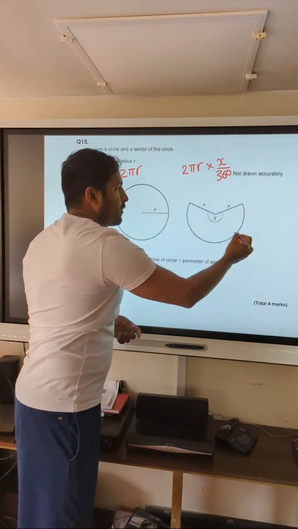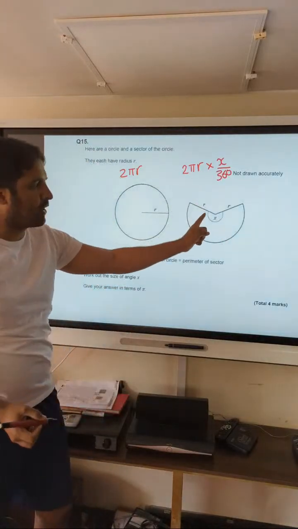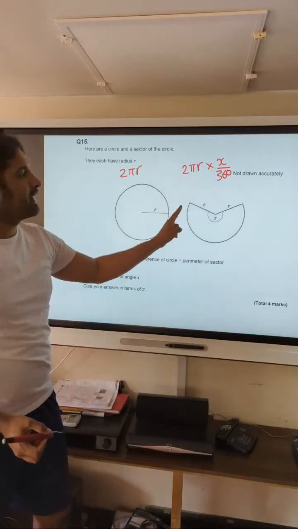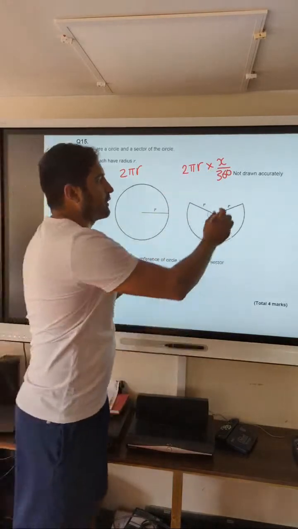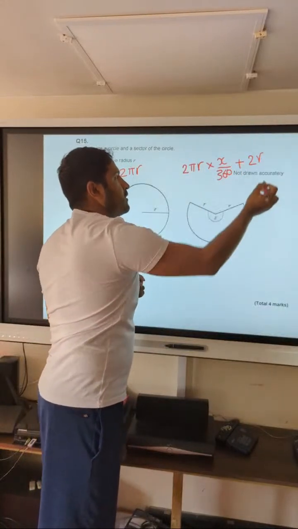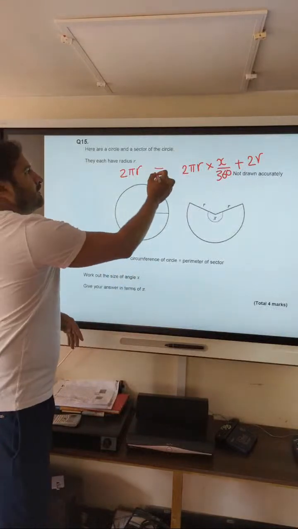That gives me this round part for the x degree. So that's the fraction of the entire circle I want: whatever the angle is out of 360 degrees. And then we're adding 2 lots of r, because that gives you the perimeter of the entire sector, plus 2 lots of r. So now we're making those two equal to each other.